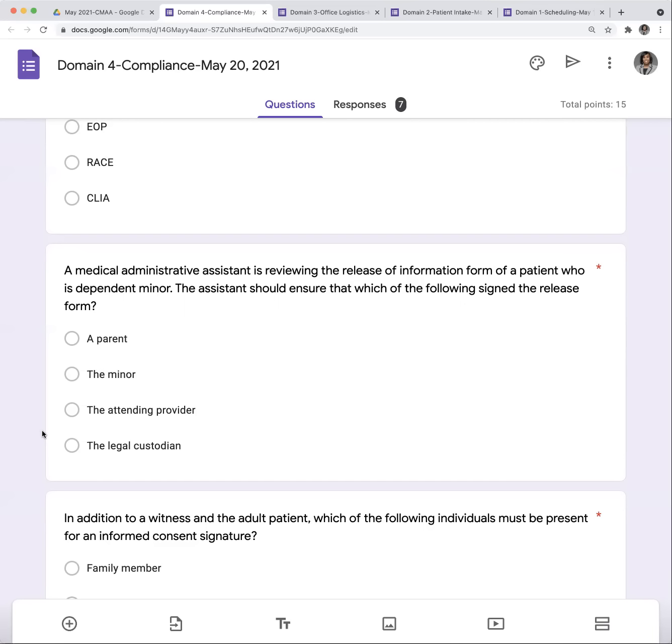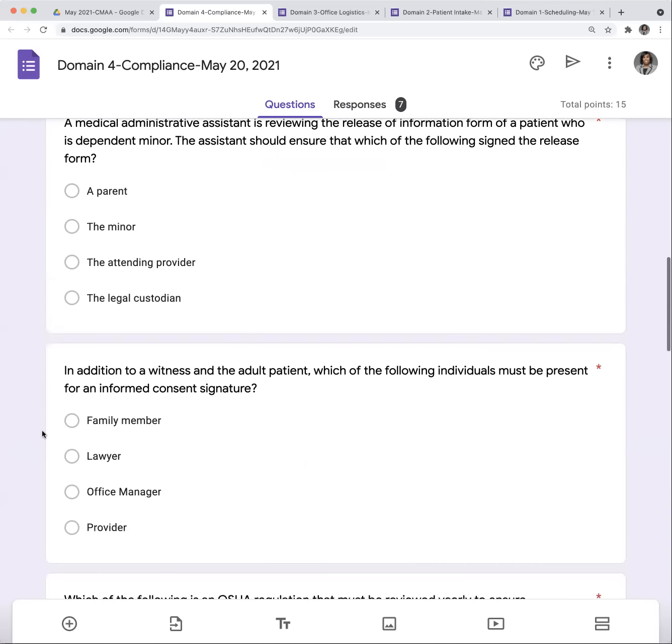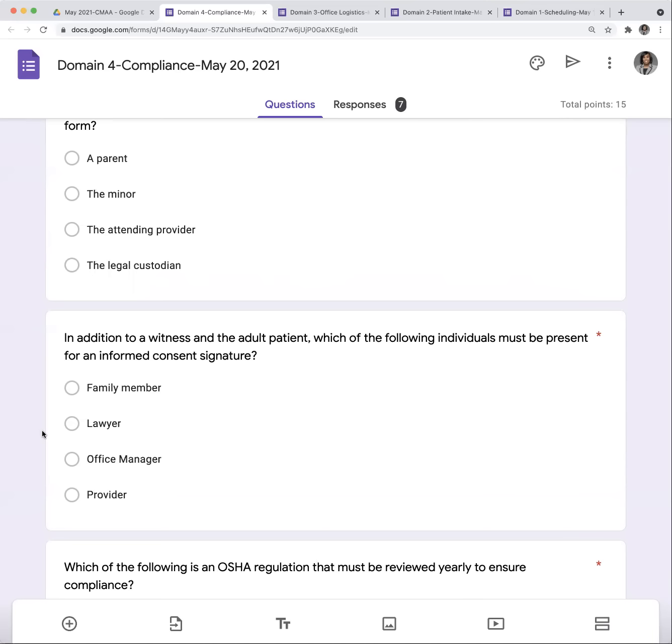All right, next up. In addition to a witness and the adult patient, which of the following individuals must be present for an informed consent signature? Provider? Yep, because they got to explain everything.